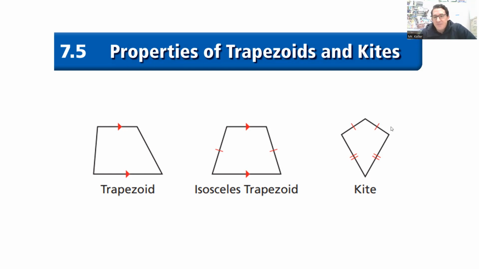And then there's a kite. The kite has two sets of congruent sides. They are consecutive. They are not opposite from each other. So these bottom sides are congruent and the top sides are congruent. If it was a rectangle or a parallelogram, the opposite sides would be congruent. Not the case here.